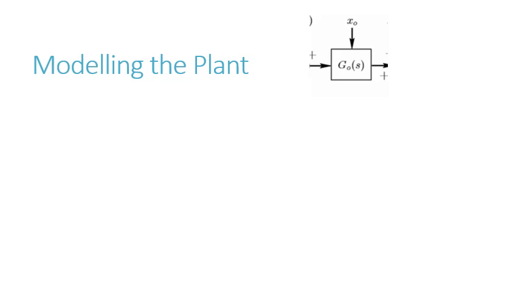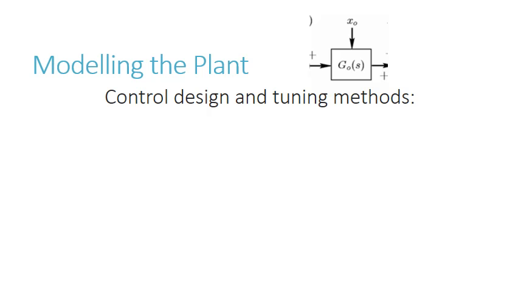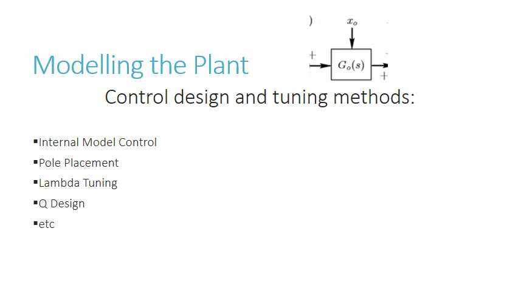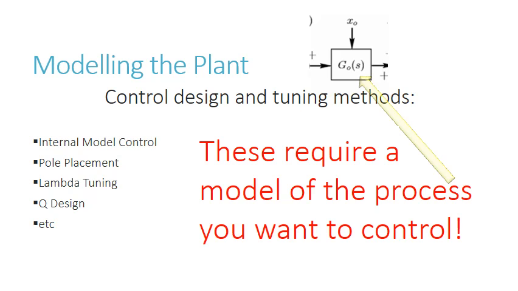So here we have our plant, and you might wonder, why do we need to model it? Well, the thing is that to get your control to respond the way you want it, most of the control design techniques that are taught are in the Laplace domain, and then you have, for example, internal model control, pole placement, lambda tuning, Q design. There's a lot of different techniques in the Laplace domain, but all of them have one thing in common. You need a model of your process, the plant, the thing you're trying to control, in the Laplace domain also.